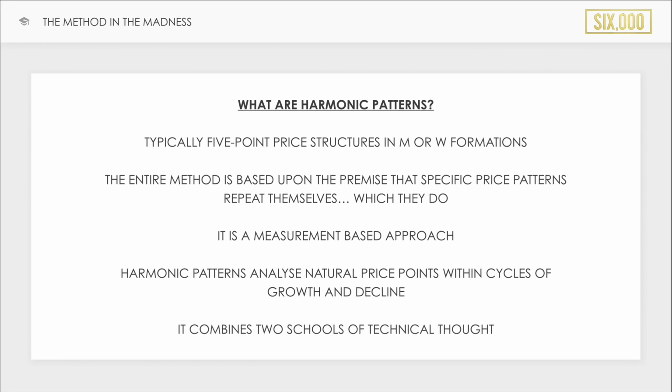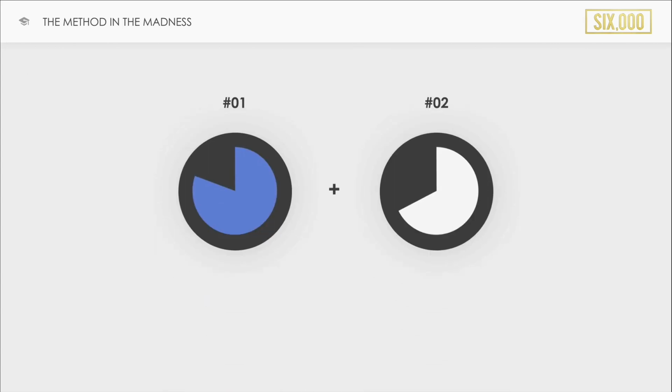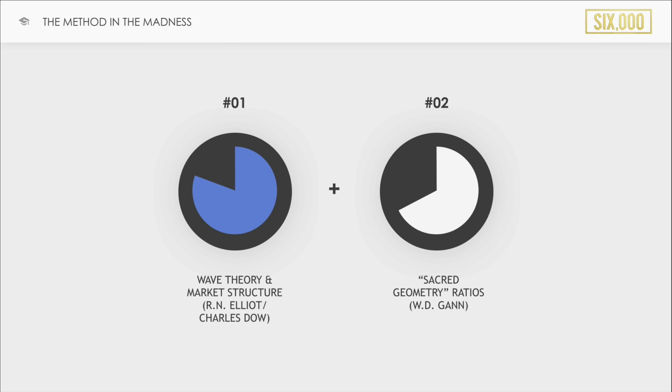Now, it combines 2 schools of technical thought. The first being wave theory and market structure. So wave theory by R.N. Elliott. Now it's Robert Prechter and A.J. Frost. They're doing a lot of what is known as Elliott wave. They're doing a lot of the research behind Elliott wave, but it was created by R.N. Elliott, and market structure by Charles Dow. So a lot of the research on that side has been present for the last 100 years. It's been very popular throughout the 1900s. Charles Dow, he created the Wall Street Journal. I'm sure a lot of you know what that is today.